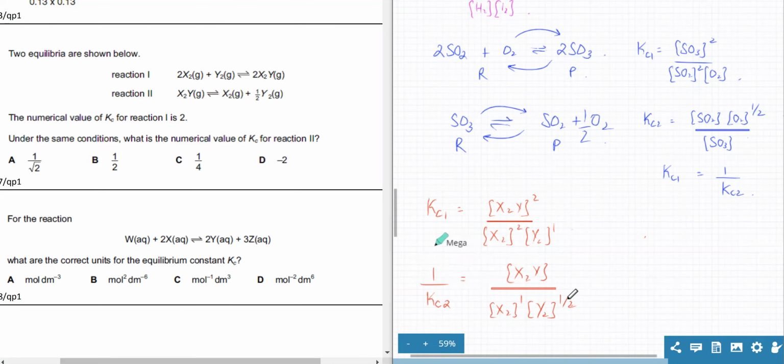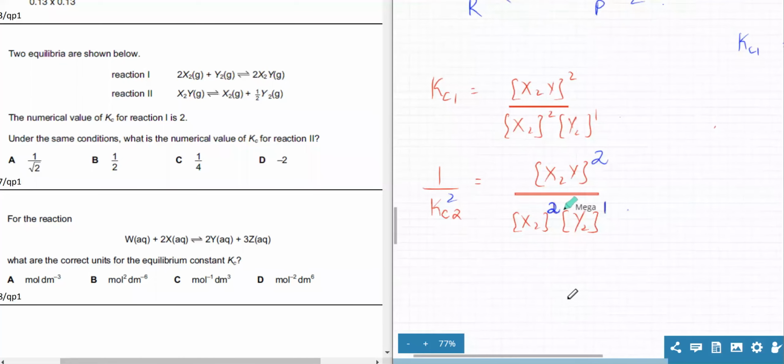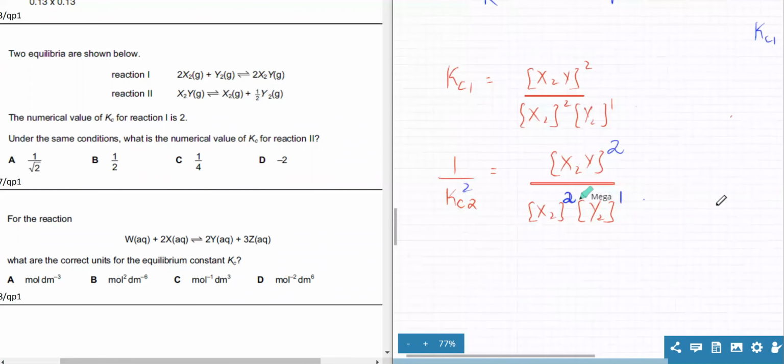So if I do that, this would become squared. This would also become squared. And this one would just become power 1. So now the two expressions look exactly the same. Okay, so I converted this Kc2 that I wrote and manipulated it to look like Kc1.